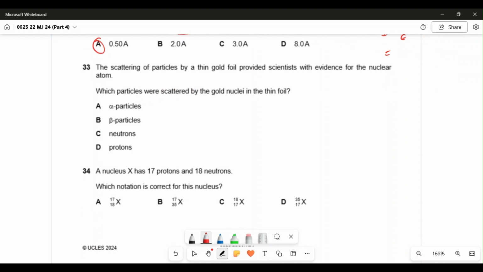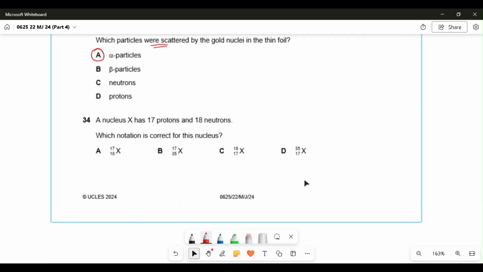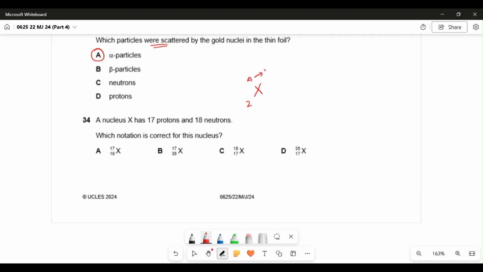Which particles were scattered? This is the alpha scattering experiment with gold foil, so alpha particles were scattered. A nucleus has 17 protons and 18 neutrons. For any atom X, there is a proton number and a nucleon number. The nucleon number is neutrons plus protons, and the proton number has only protons. So 17 protons gives atomic number 17, and the mass number will be 17 plus 18, which is 35. So this is option D.